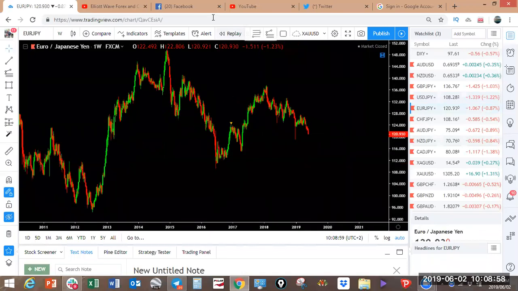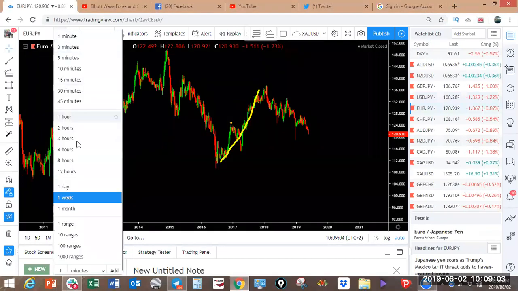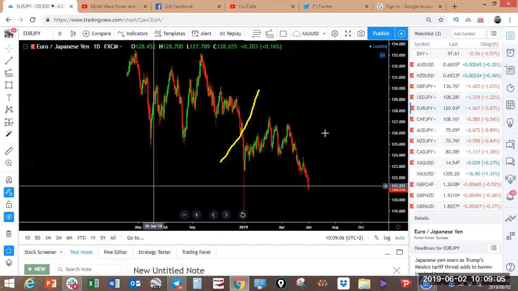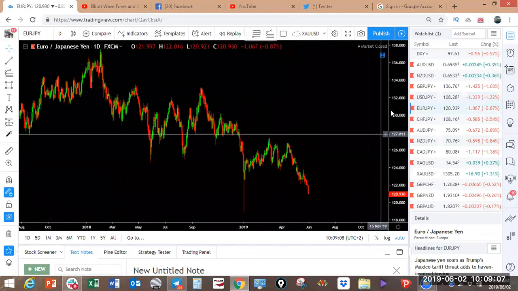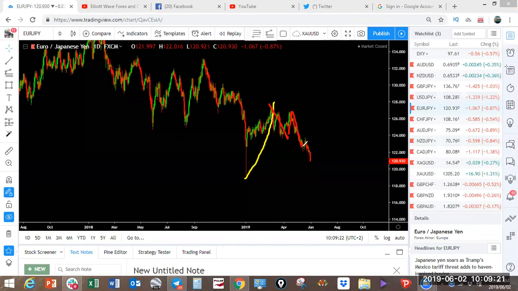EURJPY. Oh, no, let's go back to the lower degree now. Let's go back to the daily. So that long-term focus is what we do in the group during the daily webinars. Right, so EURJPY, we had this move, expected this one to be a three-wave move. When it broke below the 1618 here, that's when we disqualified this move. So you can see last week, the week before, we said that this was going to keep coming down and retest the bottom here, like the rest of the yen pairs.